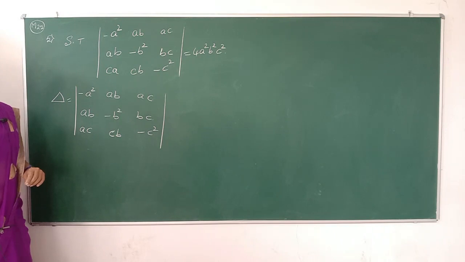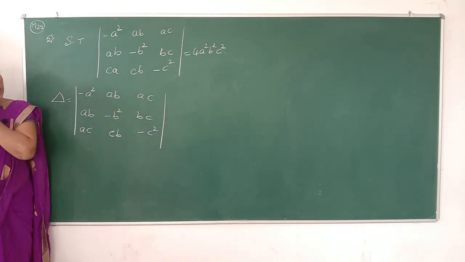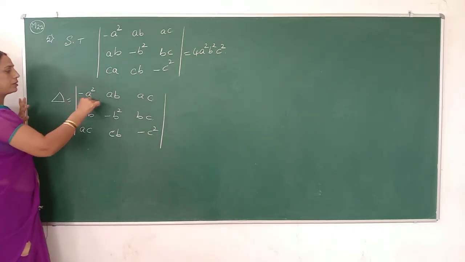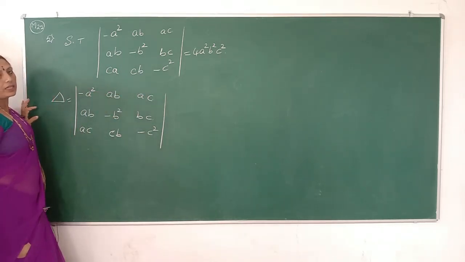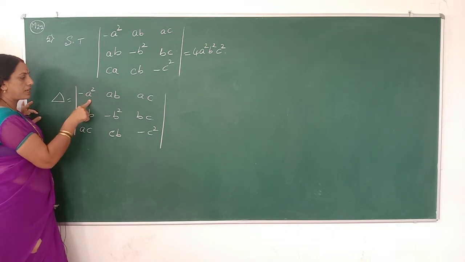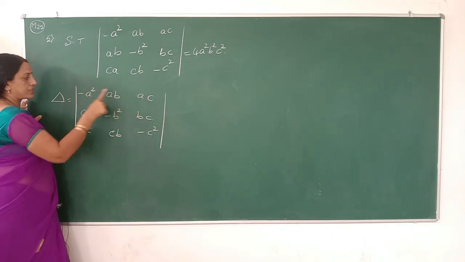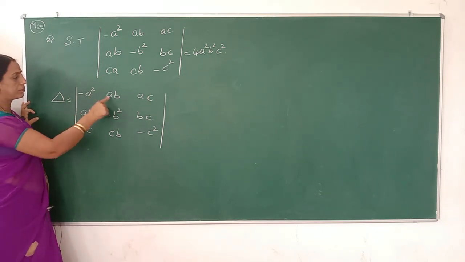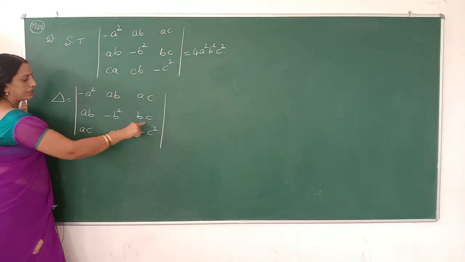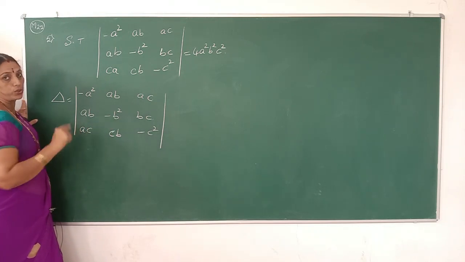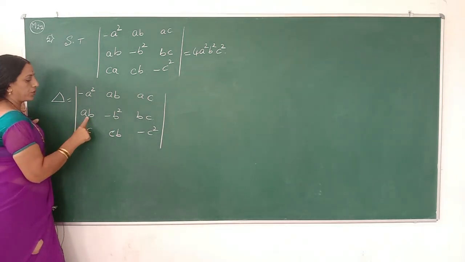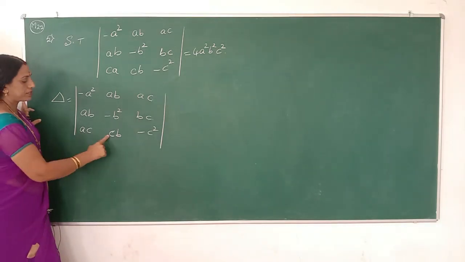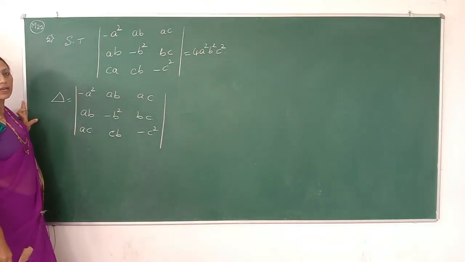Now, first we'll observe the elements either row-wise or column-wise. Looking row-wise, in the first row, minus a square, ab and ac, are these multiples of a or not? Yes, these are multiples of a. Similarly, the elements of the second row are multiples of b, and the elements of the third row are multiples of c.